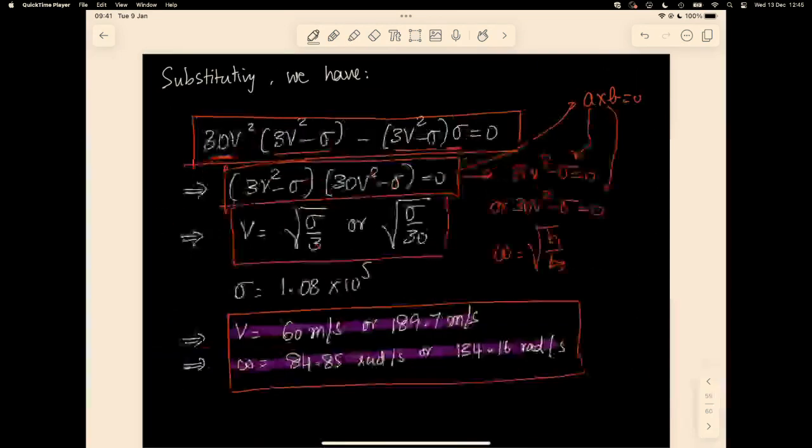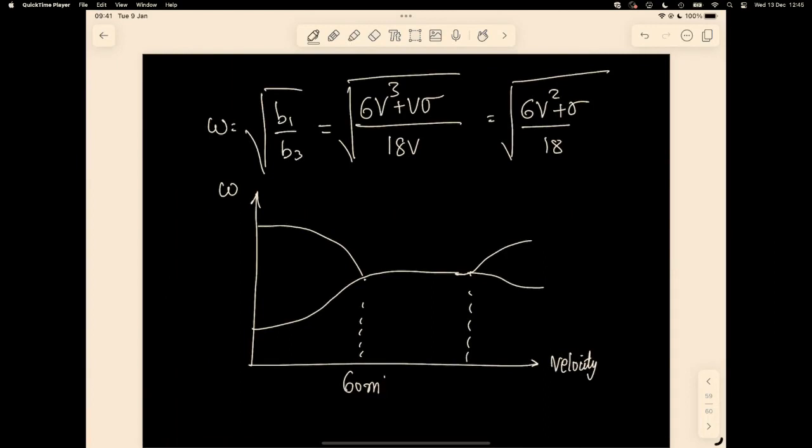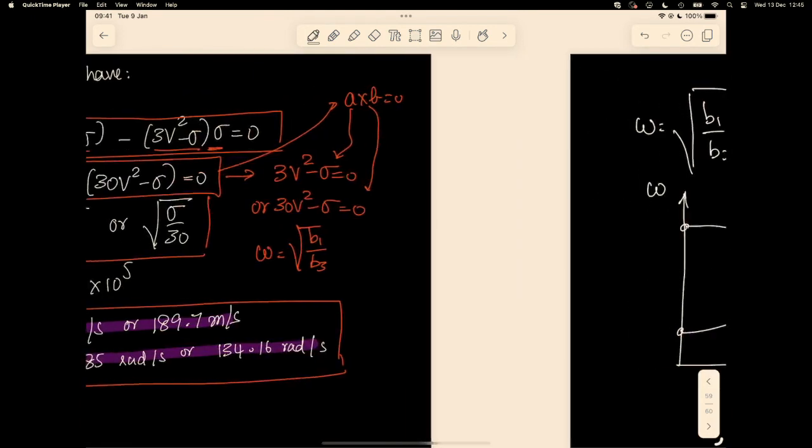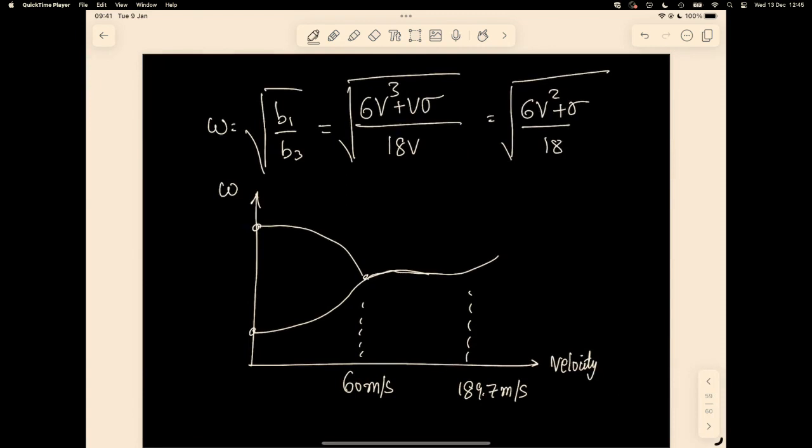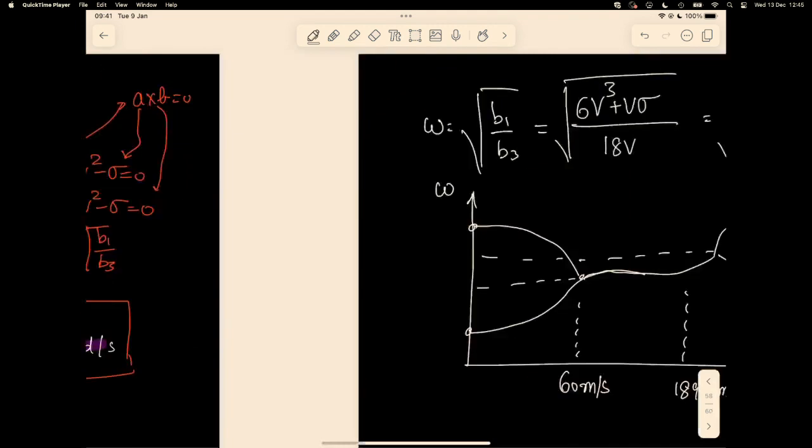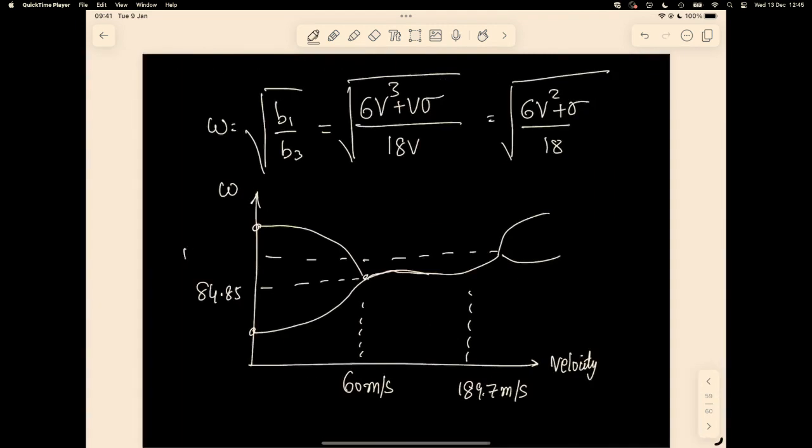So this was at 60 meters per second, 189.7. It need not necessarily be horizontal. And maybe something like this. So that would essentially be, crudely, somewhat our behavior.